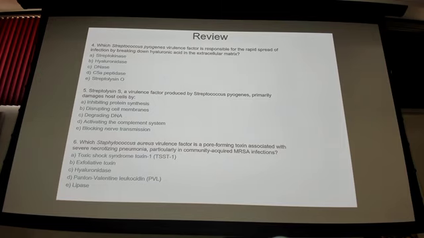Okay, we've got: which Staph aureus virulence factor is a pore-forming toxin associated with severe necrotizing pneumonia, particularly in community-acquired MRSA infections? All right, sounds like some confident people out there. Panton-Valentine leukocidin? You were correct.